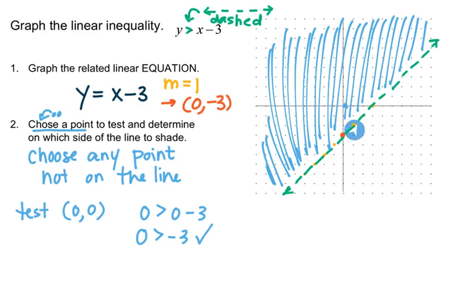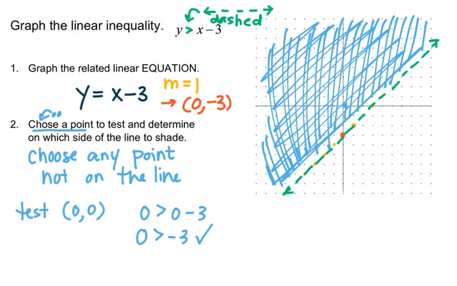Are you allowed to choose a point on the line? That would be no, because it is a dashed line. It's not equal to the line. So this line represents a boundary that we do not touch. And again, any point in this shaded region would give us a true statement.